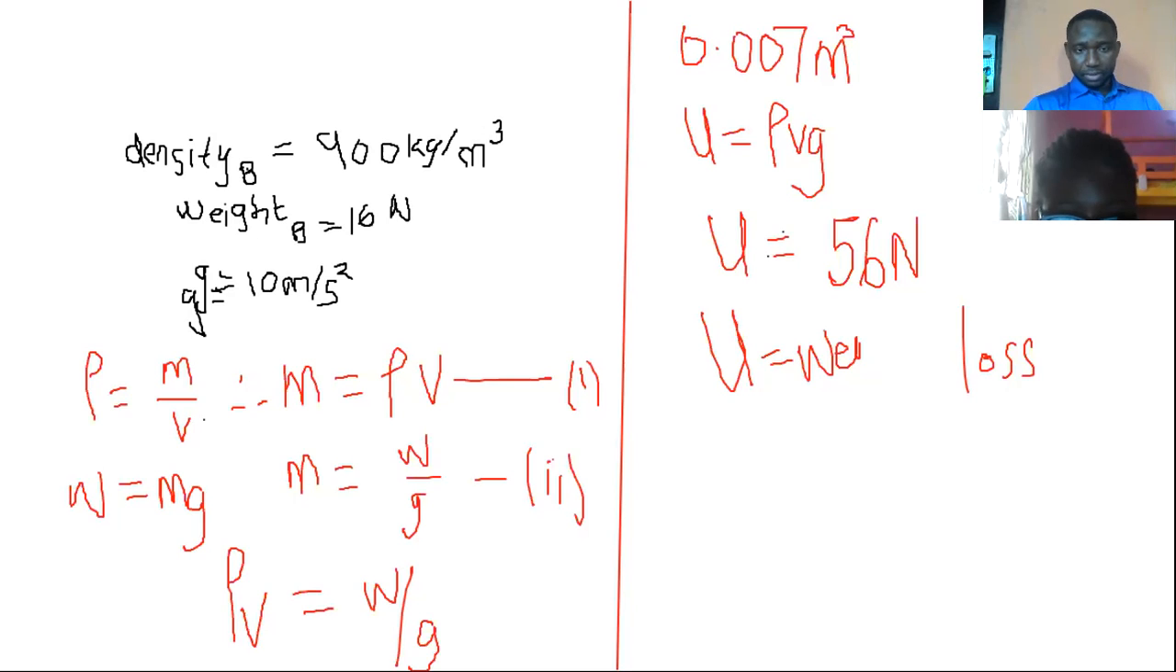Number 3. Two boys of weight 400 Newton and 700 Newton sit at the end of a seesaw, 4 meters long, pivoted at the center.